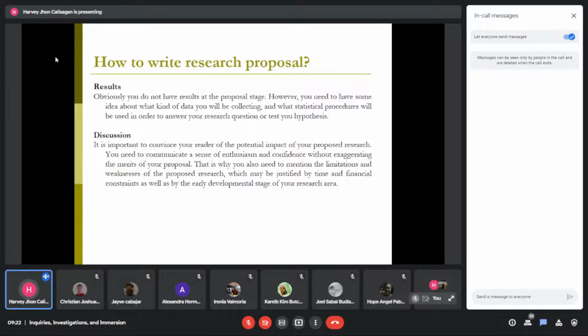So it is easy to verify if your research is really essential, di ba? If it's really effective. So the results, obviously, you do not have results at the proposal stage. However, you need to have some idea about what kind of data you'll be collecting and what statistical procedures will be used in order to answer your research question or test your hypothesis.